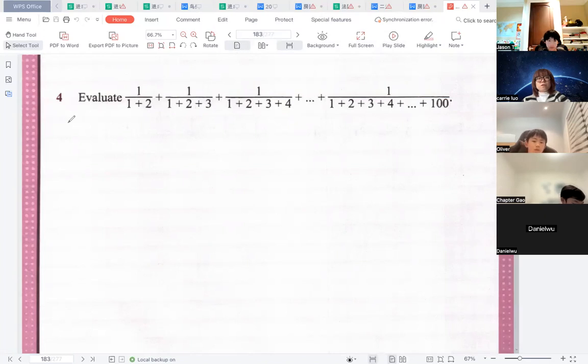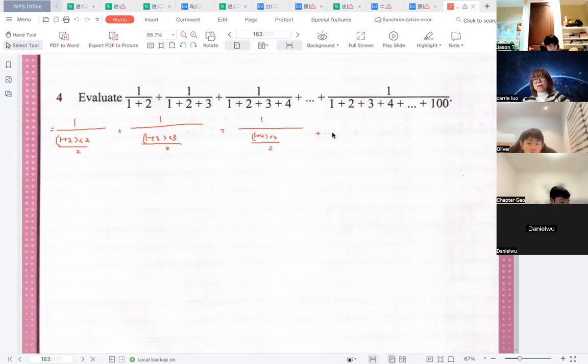Okay, so I'm going to start to explain. So everybody, 1 over 1 plus 2 times 2 divided by 2. Second one, 1 over 1 plus 3 times 3 divided by 2. Third one, 1 over 1 plus 4 times 4 divided by 2. Correct? The last one, 1 over 1 plus 100 times 100 divided by 2. Am I right, Jason? Oliver? Yeah.